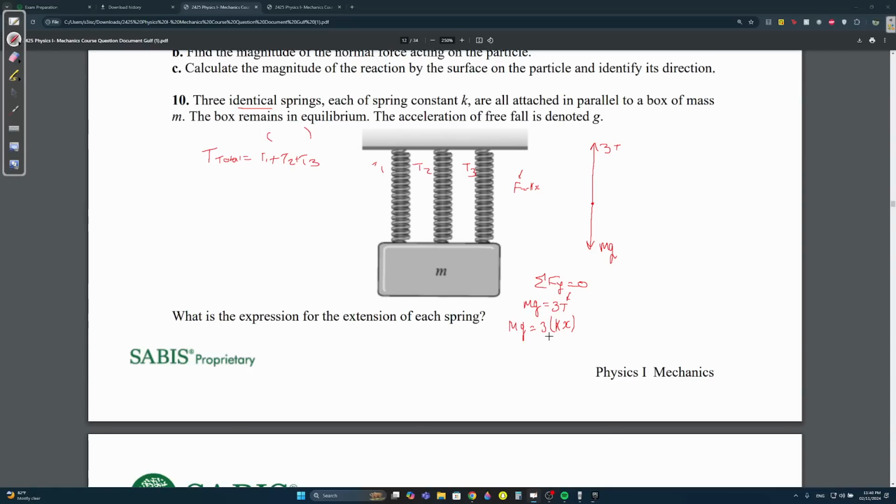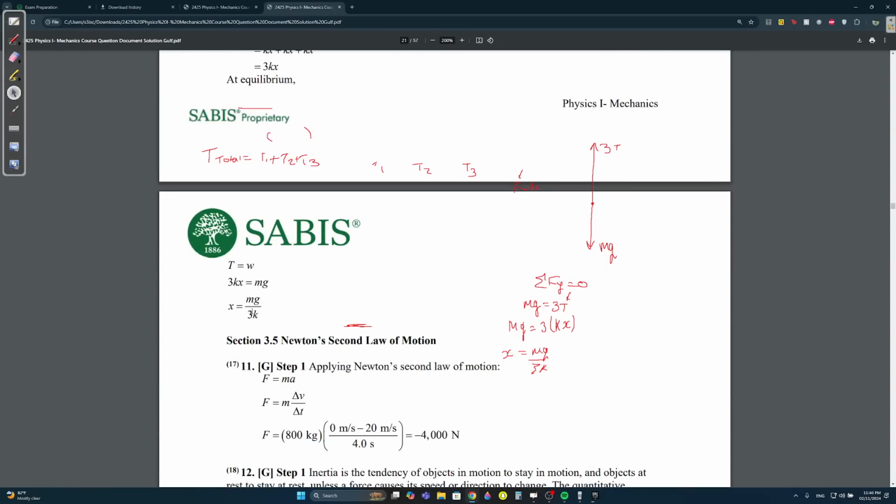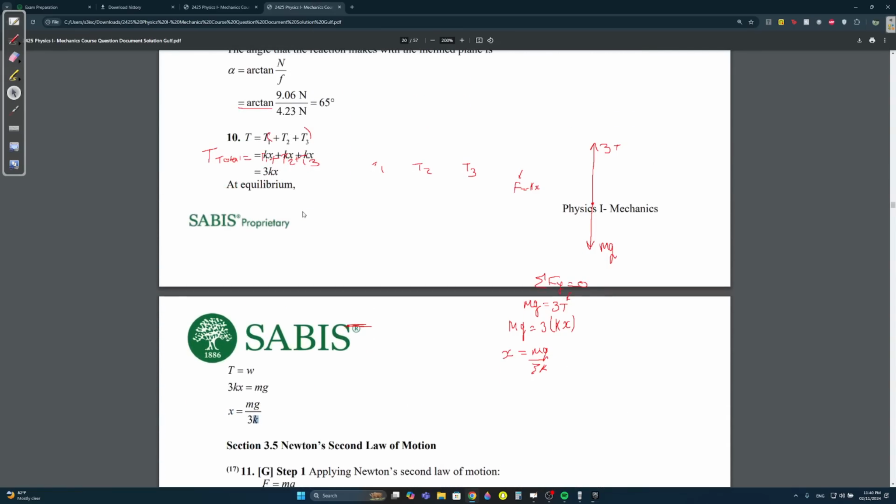They want the extension, so take everything to the other side. So x is equal to mg over 3k. I think that should just be the answer. Yeah, mg over 3k.